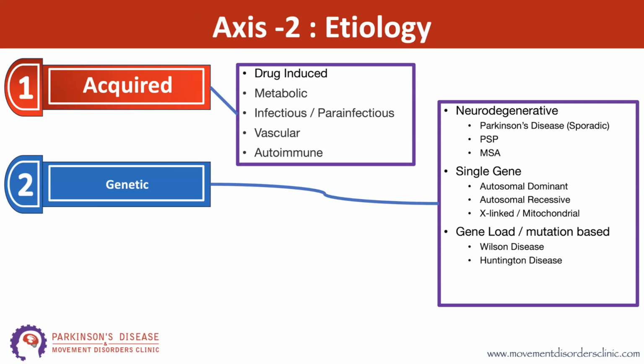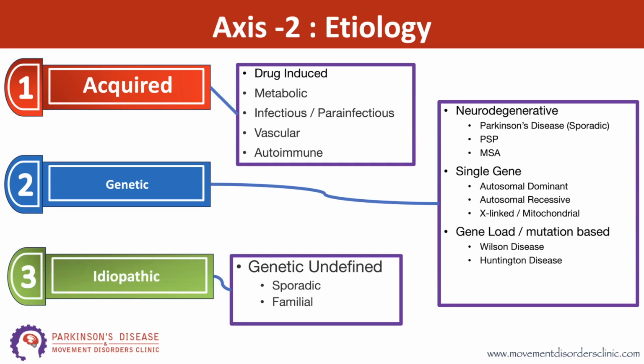Then look into, if you don't have any acquired causes, then there may be genetic causes. Whether these are known genetic causes where single gene disorders are there, such as autosomal dominant, autosomal recessive, X-linked, or mitochondrial disorders, or somewhere gene load based mutations, we know that, such as Huntington disease, or neurodegenerative disorders, where in some of the cases we know the genes and in some of the cases we may not know the genes. For example, Parkinson disease, PSPs, or MSAs. They may be idiopathic in the way that we still don't know the underlying cause. It can be sporadic or familial or genetically undefined at this point of time.